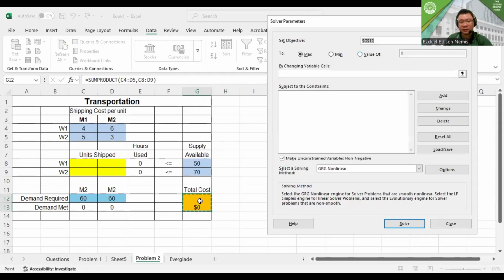So the objective is the total cost. All right, this is the changing cell. So here's the tricky one. All we have to do is to remember the constraint.